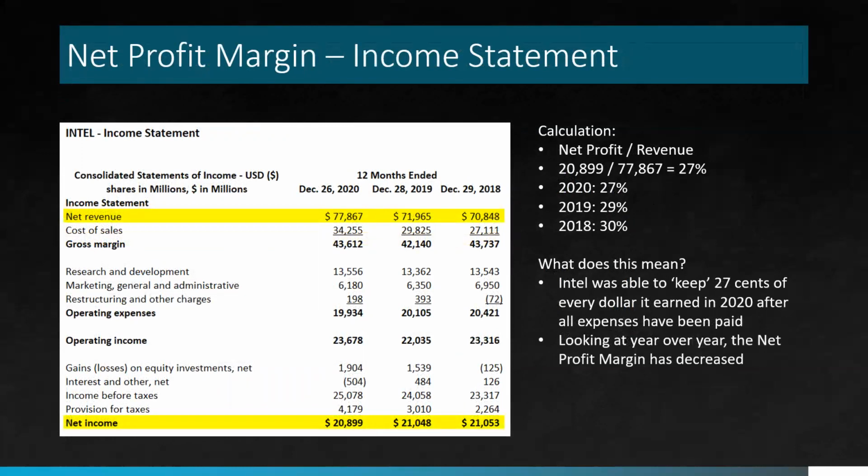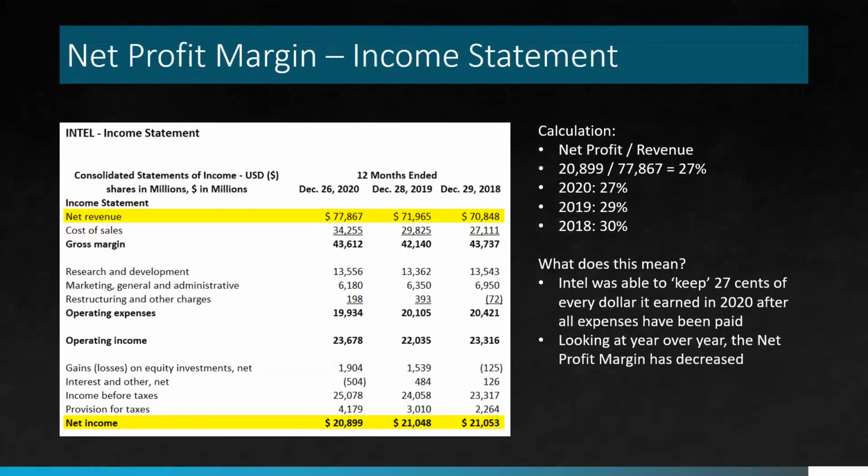So let's now look at the net profit margin. The calculation is to take the net profit, the net income, and divide that by revenue. And when I do that, I get the following results. 2020, it was 27%, 29%, and 30%.